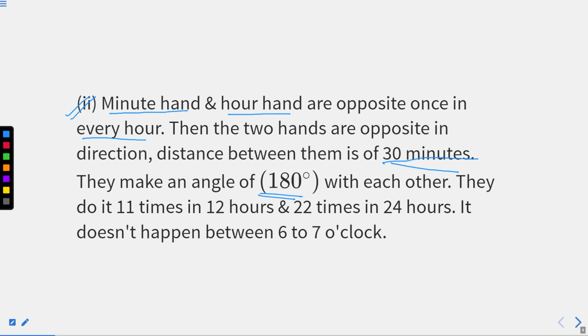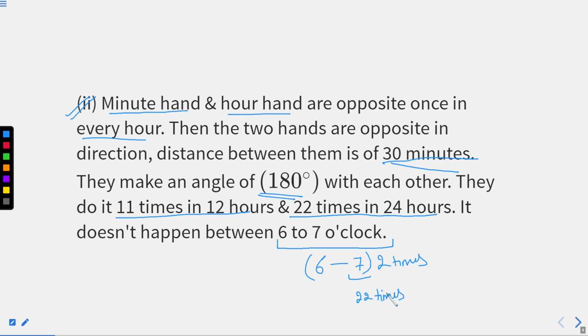They do it 11 times in 12 hours and similarly 22 times in 24 hours. It means it does not happen in a particular time slot, and that time slot for this case is 6 to 7. This appears 2 times in a day. Hence, the total number of times both the hands find themselves at an angle of 180 degrees is 22 times.